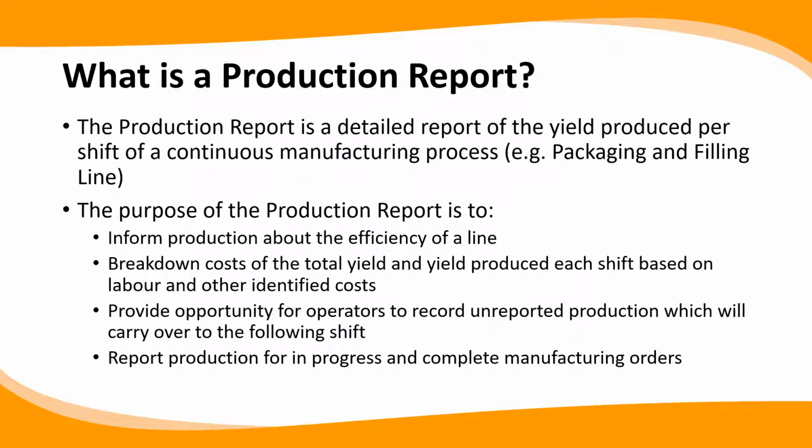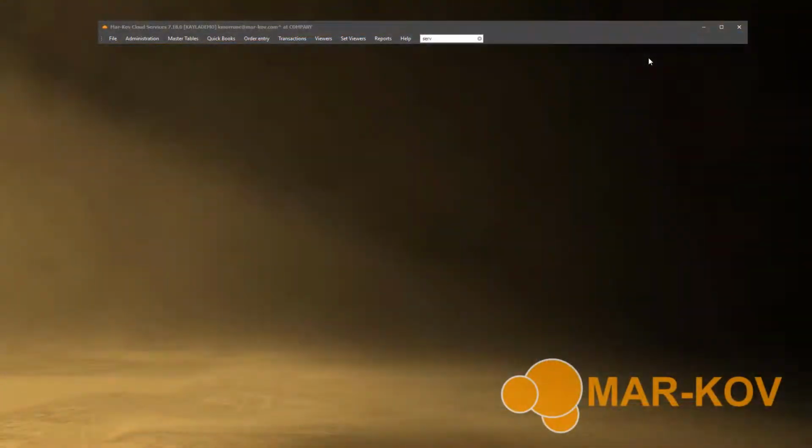An example of unreported production is when an operator only builds half a pallet and the pallet will be completed in the next shift. The production report will also report production for both in progress and completed manufacturing orders. Before we start executing our manufacturing order, let's first take a look at an existing production report.